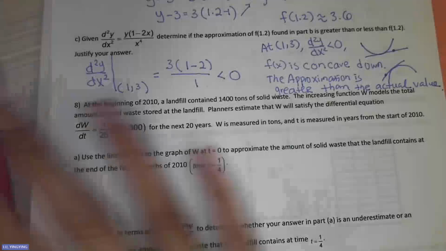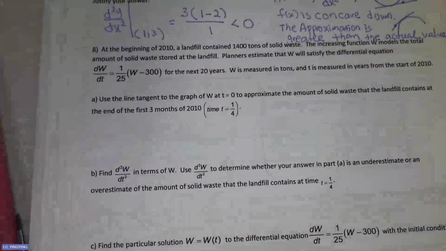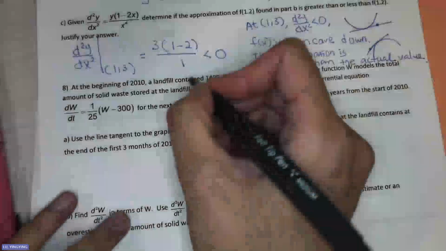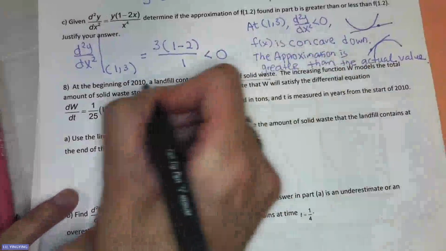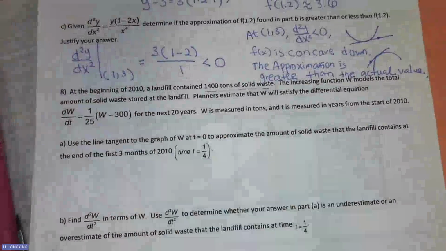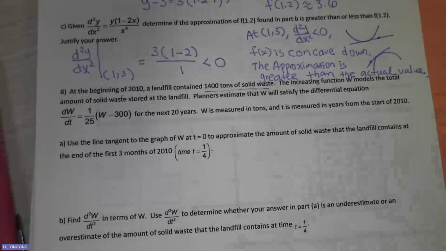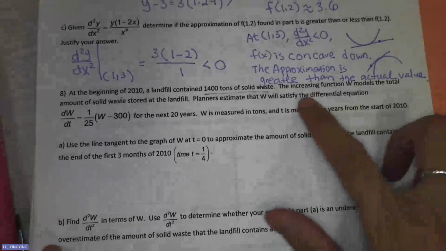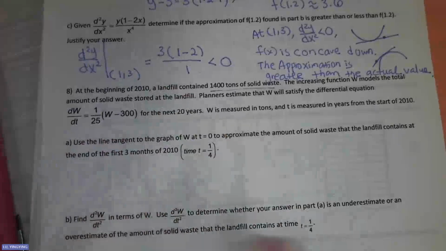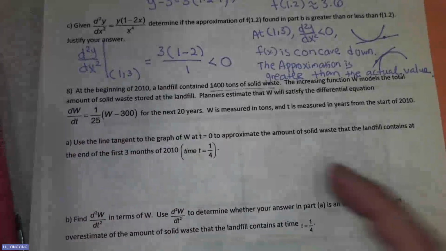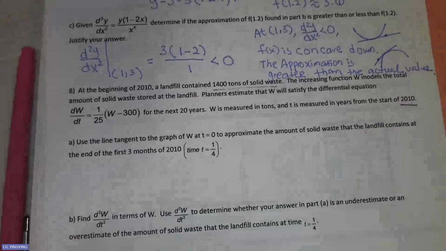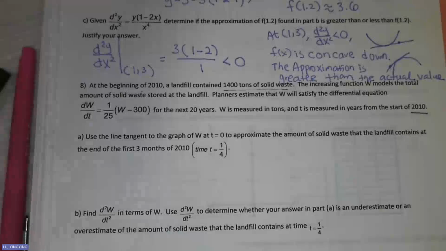Let me read this. So we can do part A and part B, and then probably just do the beginning of part C, right? At the beginning of 2010, the landfill contained 1,400 tons of solid waste. The increasing function W models the total amount of solid waste stored at this place. The rate of change of W will satisfy the differential equation. Here is our differential equation with dW/dt. Make sure you use the right variable, by the way. For the next 20 years, W is measured in tons, t is measured in years from the starting of 2010. Okay, see if you can do the equation of the tangent line again.